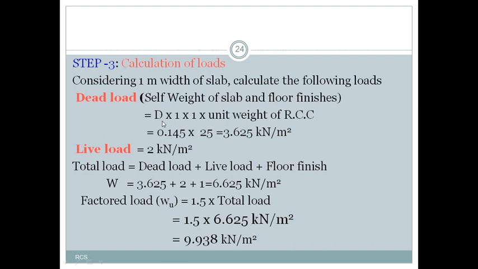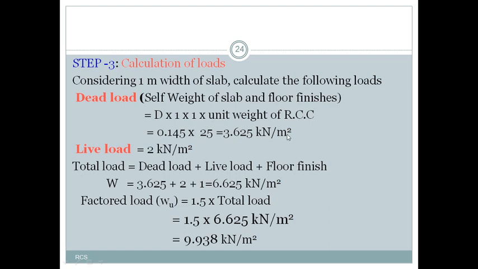Dead load can be calculated as the overall depth of the slab multiplied by unit length and unit width of the slab, multiplied by the unit weight of RCC. The unit length and width are one, so I can neglect them. 0.145 into the unit weight of RCC, which is 25. Then the dead load will be 3.625 kN per meter square, and the live load given is 2 kN per meter square.